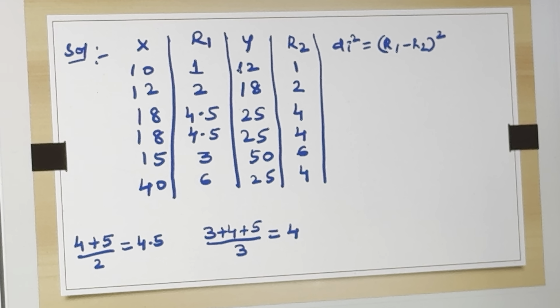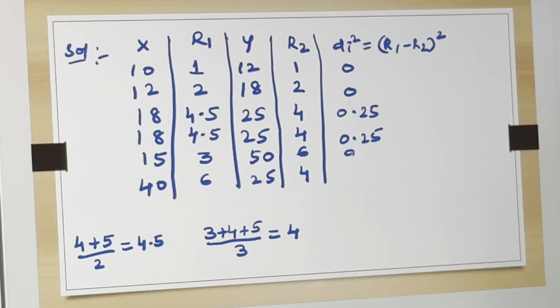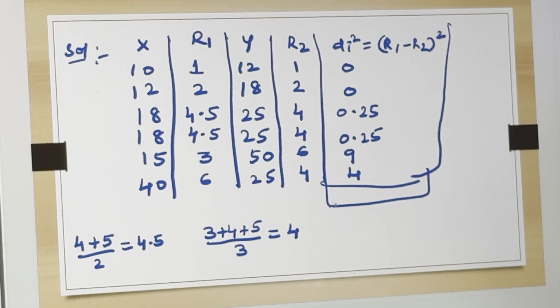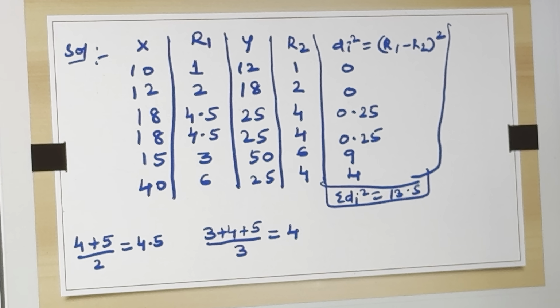So R1 minus R2 the whole square. How do you calculate? 1 minus 1 will give you 0. 2 minus 2, 0. 4.5 minus 4 the whole square will give you 0.25. Then again you have 0.25. Then 3 minus 6 the whole square will give you 9. Then again you are going to have 6 minus 4 the whole square, which is nothing but 2 square, where the value is 4. Okay. Now you are going to add. What is summation di square? Summation di square is nothing but 9 plus 4 will give you 13. 13 plus 0.25 plus 0.25 is nothing but 13.50.